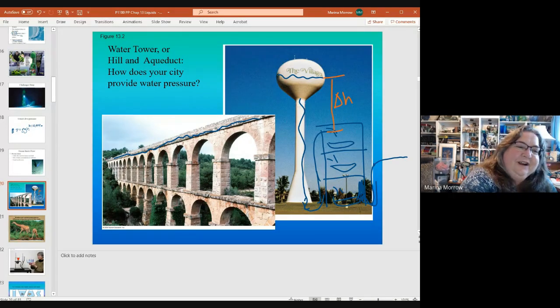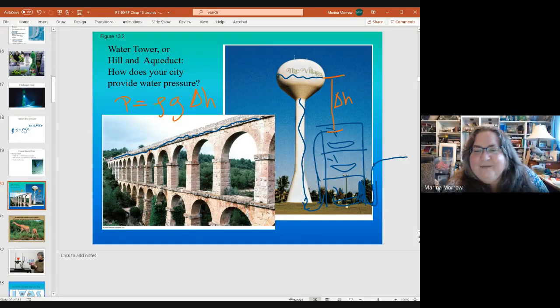So the pressure is going to be rho g delta H, and that's going to provide the pressure. So the person on the top floor may not have great pressure, the second floor will have better, and the third floor will have the best of all. Oh, did I mean that? Third floor down, first floor will have the best water pressure.